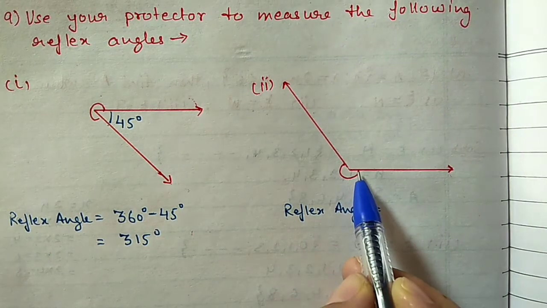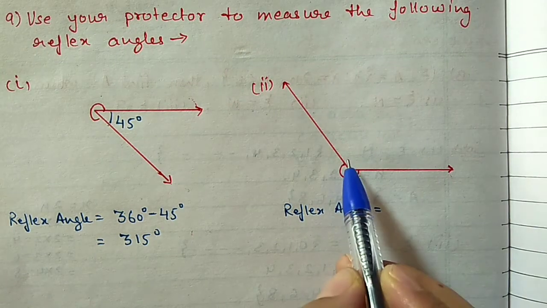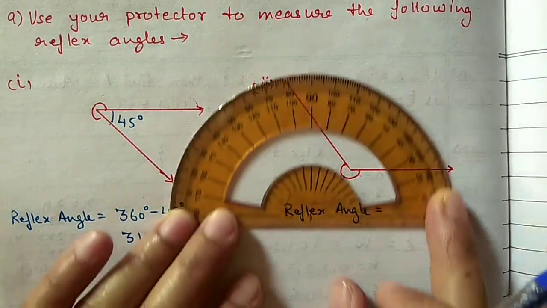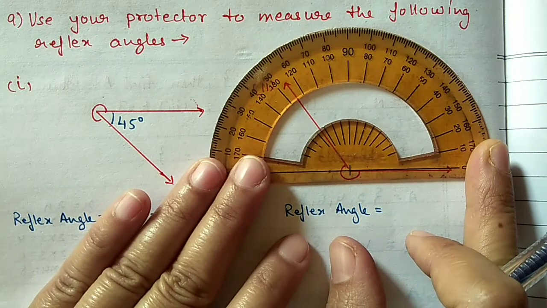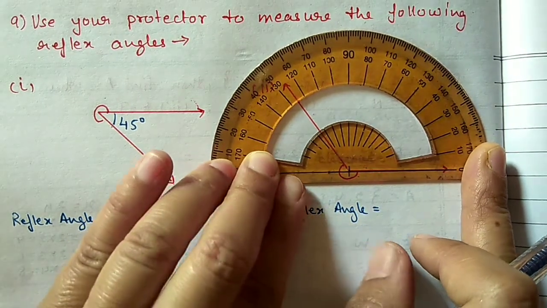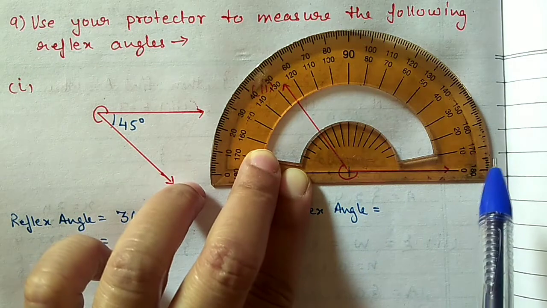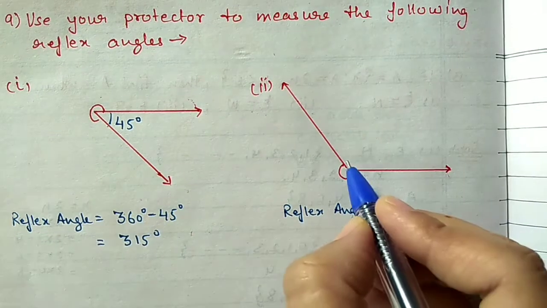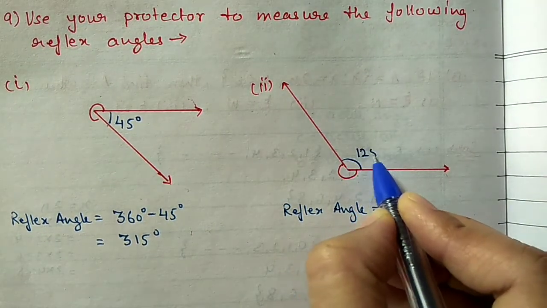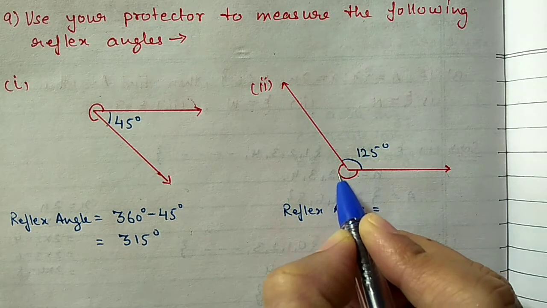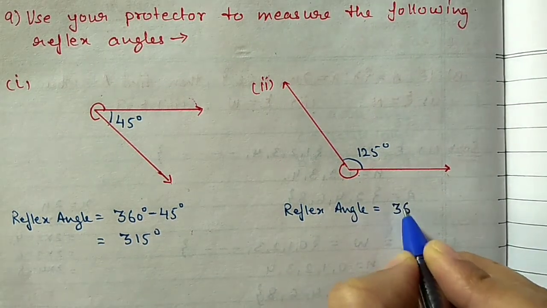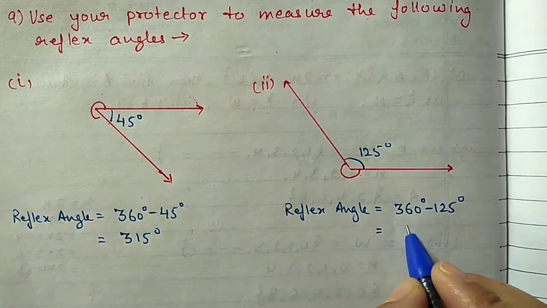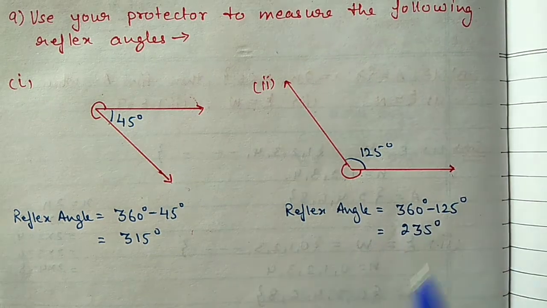Similarly, in second part also we cannot measure this with the help of protector. So we will measure this angle and then we will use complete angle property. Same thing we will do here. Keep your protector over any one line. Match this point and then you can see. From this side you have to start measuring. Then it is coming 125. So this angle is 125. It means this remaining angle is 360 minus 125, and after subtraction you will get 235 degree.